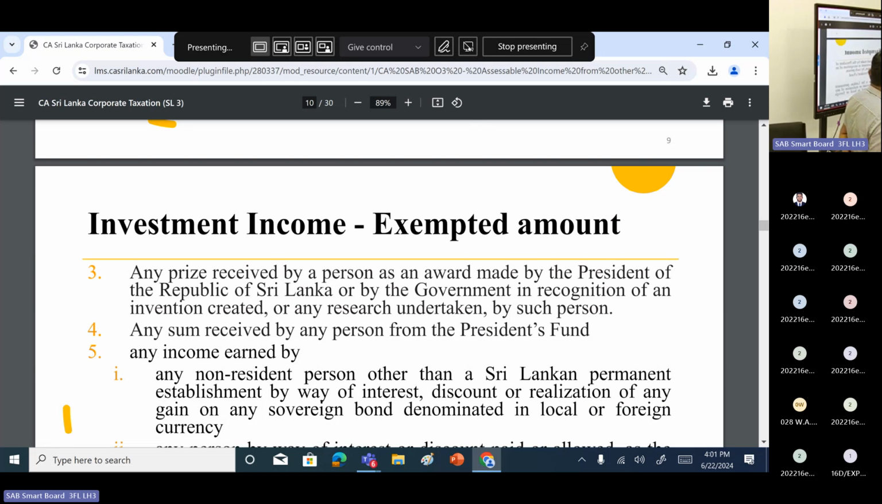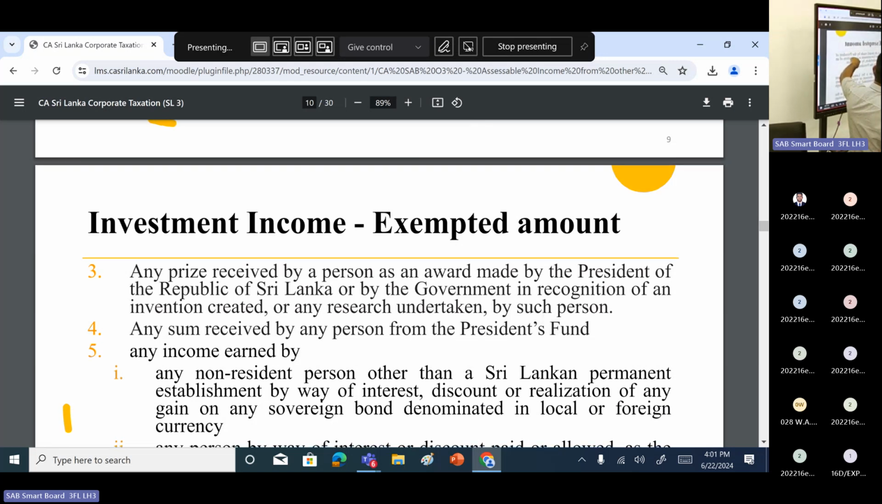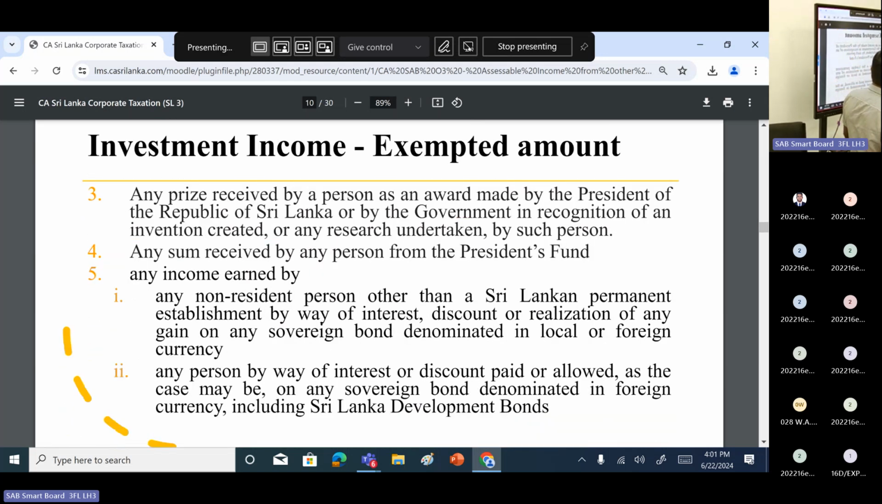Any sum received by any person from the president fund. Right? That is also exempted. Any income earned by any non-resident person, other than a Sri Lankan permanent establishment, right? By way of interest, discount, or realization of any gains on any sovereign bonds denominated in local or foreign currency, right? Sri Lankan sovereign bond. Any non-resident person who invested in Sri Lankan sovereign bond, so that is also exempted.